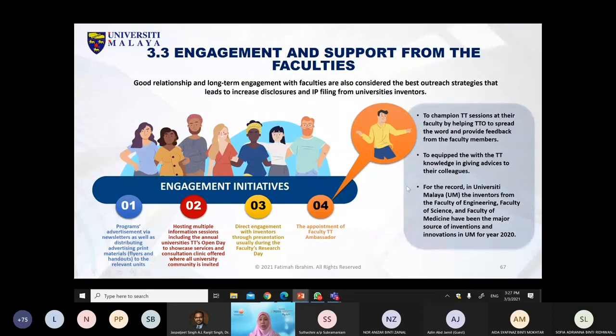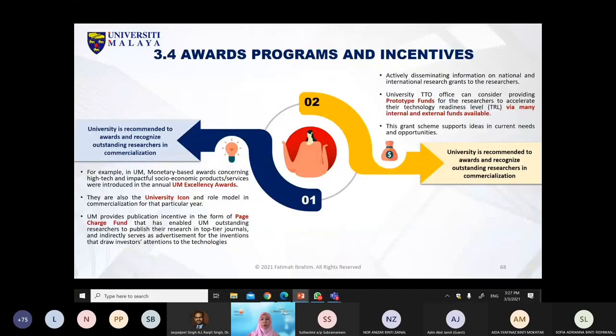And then in University Malaya, when we have done that, the three top faculties that are very active, I want to say, are the Faculty of Engineering, which is the most active, the Faculty of Science, and also the Faculty of Medicine. They are the three major sources of innovation in University Malaya for the year 2020.